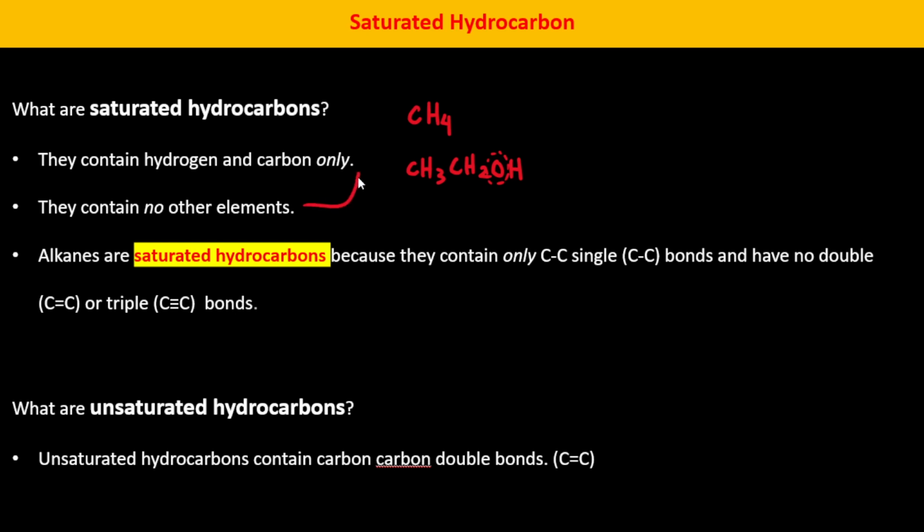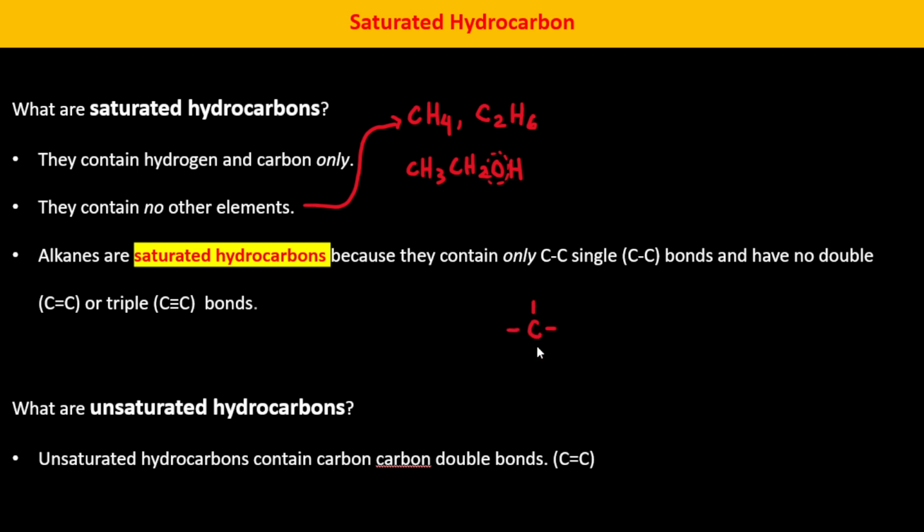Okay? So in alkanes, which are saturated hydrocarbons, they don't have any other elements. For example, methane or ethane. Okay? They don't have any other elements. And alkanes are saturated hydrocarbons because they contain only carbon to carbon single bonds.